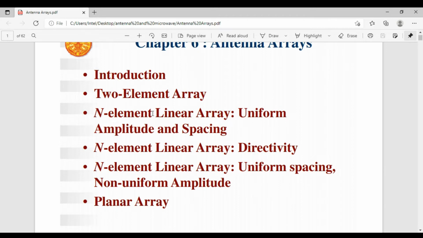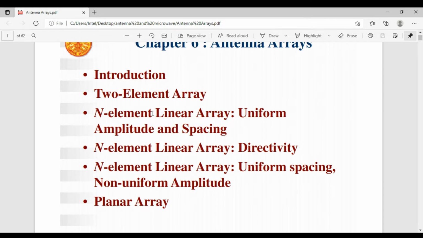For the n elements, the distance between antenna 1 and antenna 2 is d, or say 10 meters, which means the distance between antenna 2 and antenna 3 is also 10 meters. Same distance, equal spacing, uniform spacing. That is uniform amplitude and uniform spacing. Each antenna should be excited by the same amplitude of current. This is the n element linear array, uniform amplitude and spacing.